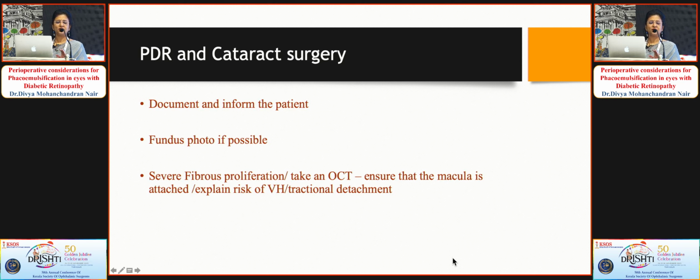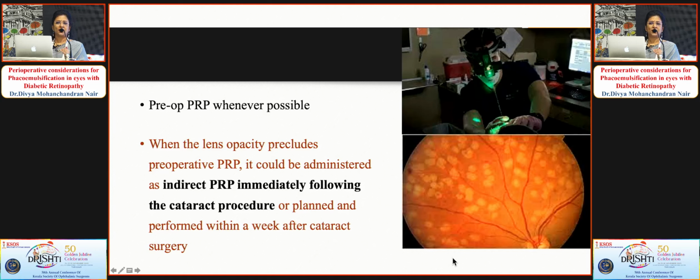So when there is diabetic retinopathy alone without macular edema, better document and send for a post-op retina review without fail. When there is proliferative diabetic retinopathy, document and inform the patient, take a fundus photo, and if there are severe fibrous proliferations, better take an OCT to see that the macula is okay. And do a pre-op PRP whenever possible.